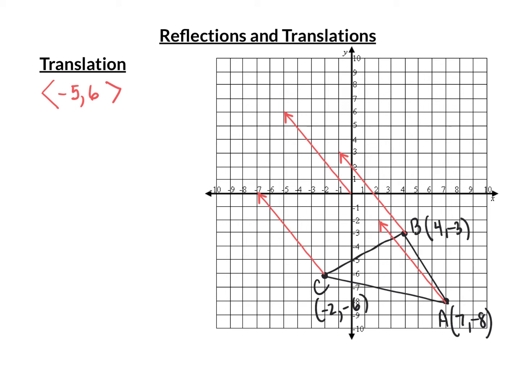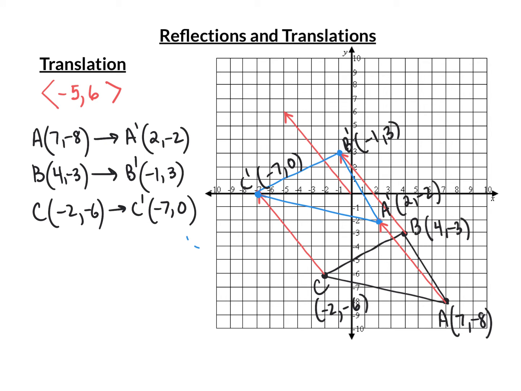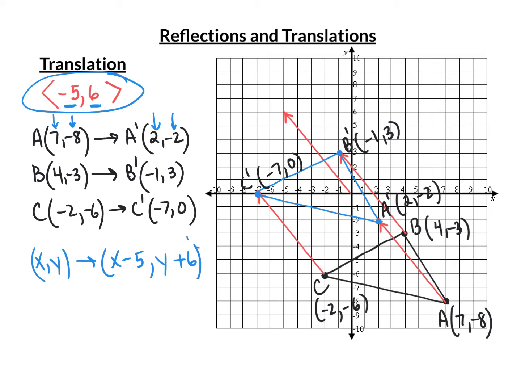A ends up at (2, -2). B ends up at (-1, 3). And C ends up at (-7, 0). Let's connect those dots. Take a look at the points and notice what happens. 7, the x, became 2. It decreased by 5. And -8 became -2. It increased by 6. Moving along the vector <-5, 6> takes a point (x, y) and just subtracts 5 from x and increases y by 6. There's no difference between these two. They mean the same thing.